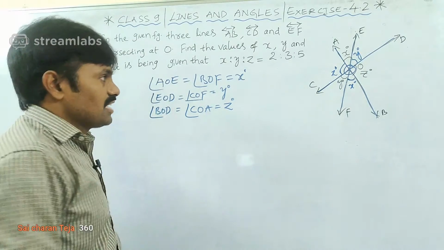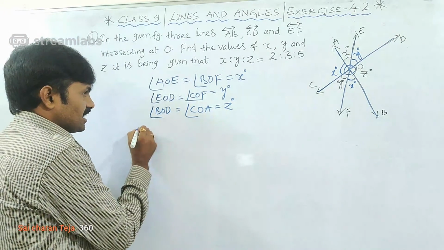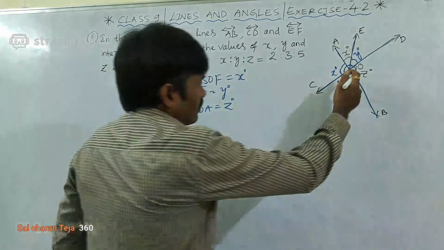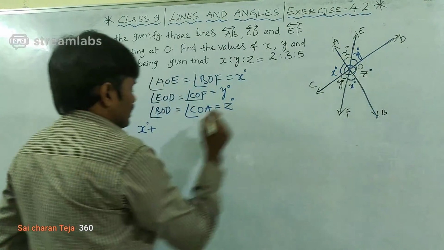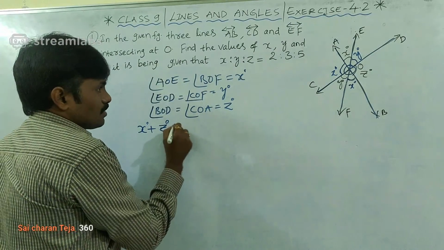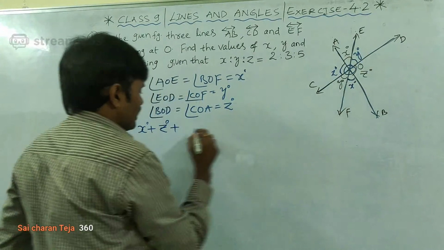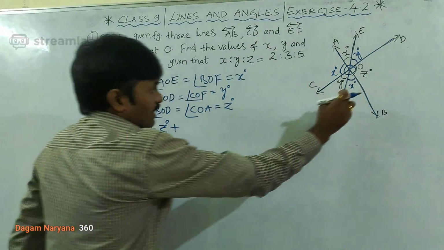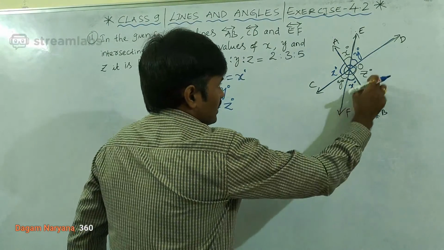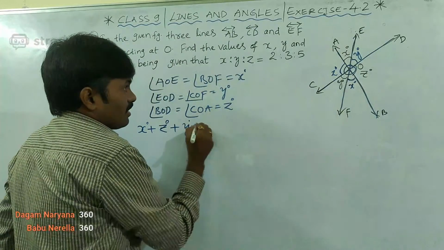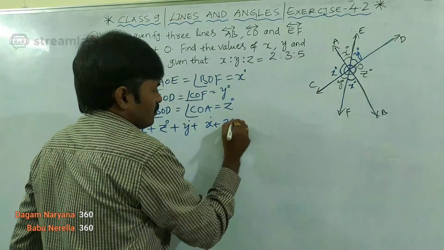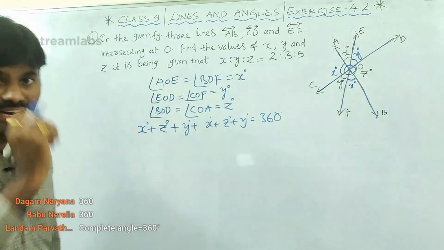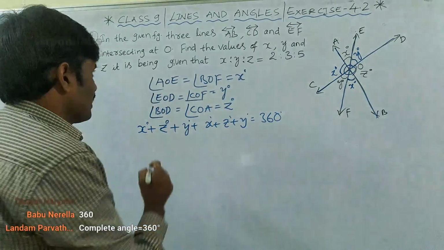So the sum of all of these angles is how much? 360 degrees. Therefore, starting from here: x degrees plus z degrees plus y degrees, again x, z, y. That is equal to 360 degrees. Okay, clear.